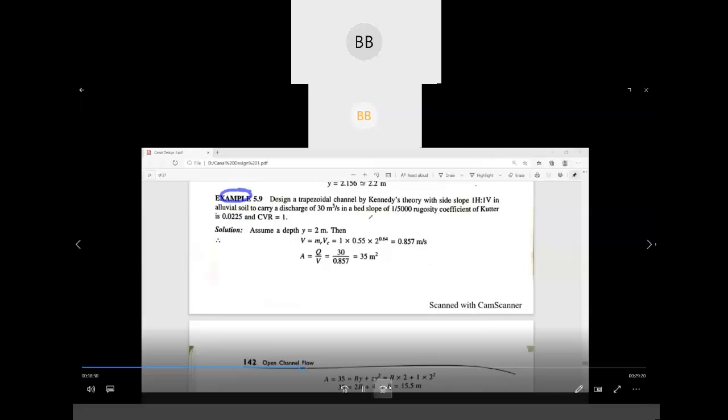It is: design a trapezoidal channel by Kennedy's theory with side slope one horizontal is to one vertical in alluvial soil to carry a discharge of 30 meter cube per second in a bed slope of 1 by 5000, and then this is nk, coefficient of cutter is given 0.0225, and CVR is nothing but your critical velocity ratio, or you can also say it is MR. Okay, so you kindly write down the question.